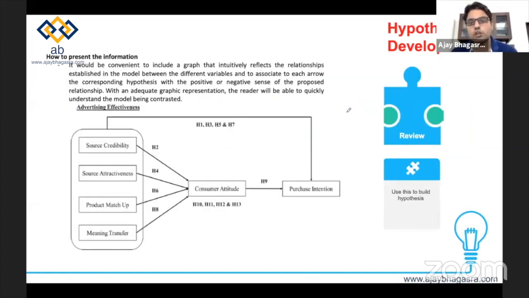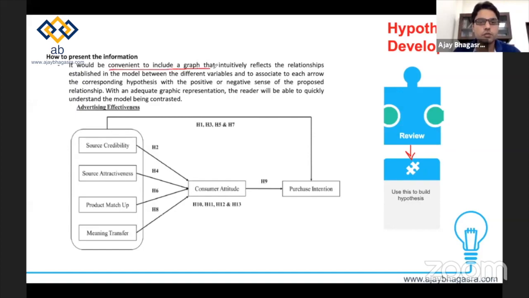Now, when you're talking of the review, you should use your review to develop your hypotheses. It's so important. This is one thing which is so simple, but which reviewers have asked about so many times when I have submitted my manuscripts to them. We generally define hypotheses: we say H1 is this, H2 is this, H3 is this. But it is better.